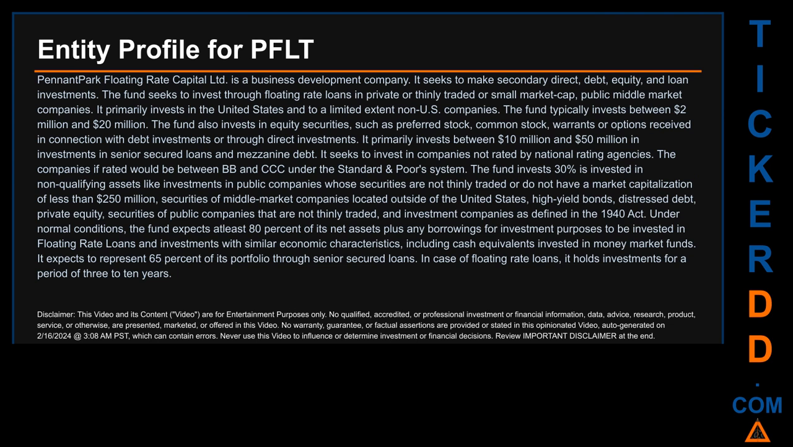The fund typically invests between $2 million and $20 million. The fund also invests in equity securities, such as preferred stock, common stock, warrants or options received in connection with debt investments or through direct investments. It primarily invests between $10 million and $50 million in investments in senior secured loans and mezzanine debt. It seeks to invest in companies not rated by national rating agencies. The companies if rated would be between BB and CCC under the Standard & Poor's system.